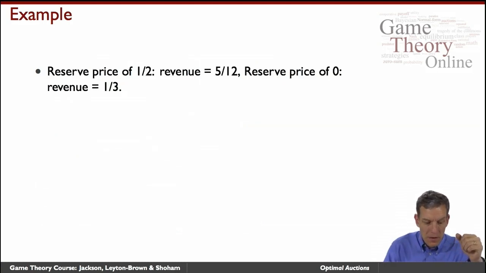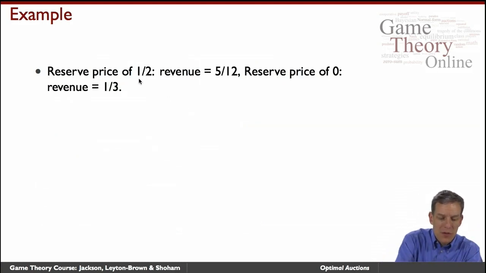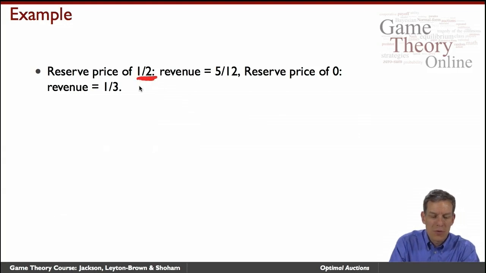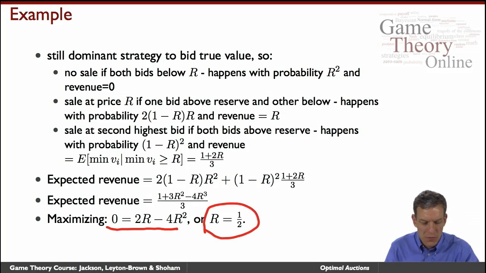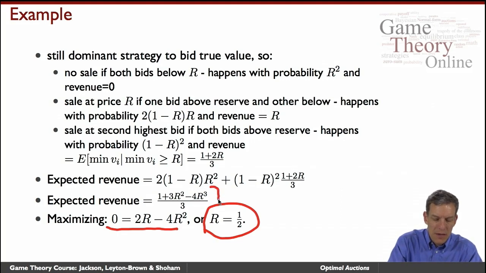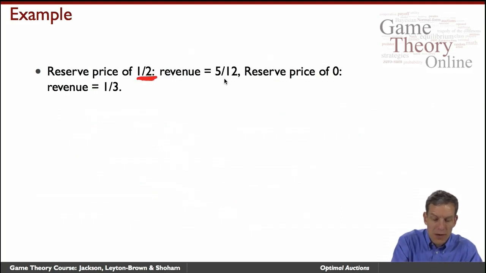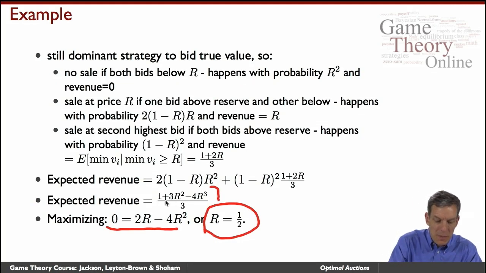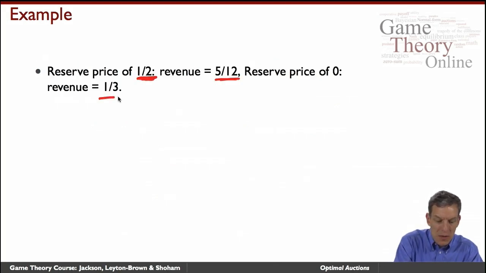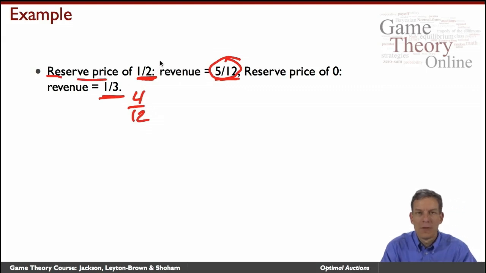Okay. You can do calculations. So let's do our calculation. When we set the reserve price of 1/2, what do we earn in terms of revenue? Well, you can stick your 1/2 in here, do the calculation. You end up with 5/12. If you set a reserve price of 0, then the expected revenue, you get zeros for the R's, you get 1/3 here. So this is just 4/12, right? So we end up with a higher expected revenue when we set the reserve price at 1/2. So increasing that reserve price increases the expected revenue for the seller.